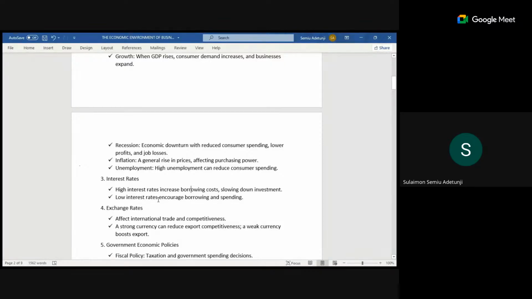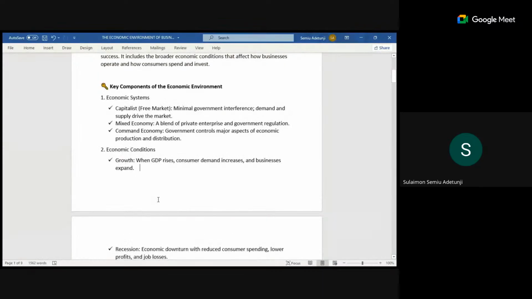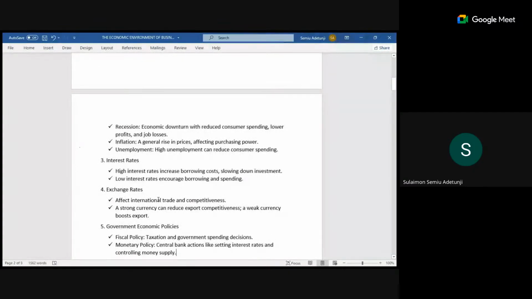Then interest rates. Interest rate is one of the tools that government uses to regulate the total money in circulation within the banks. For instance, if the CBN wants to reduce the money within the banks, they can increase the interest rates. And once the interest rates increase, borrowing slows down, and the investors too will not want to invest, because the cost of borrowing is too high.